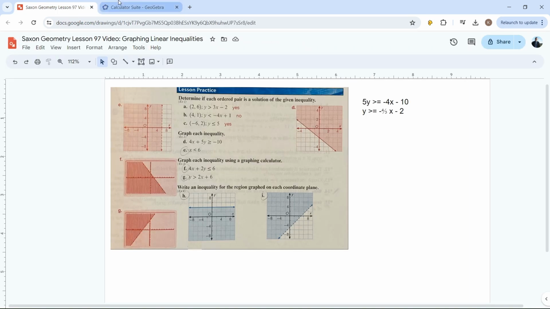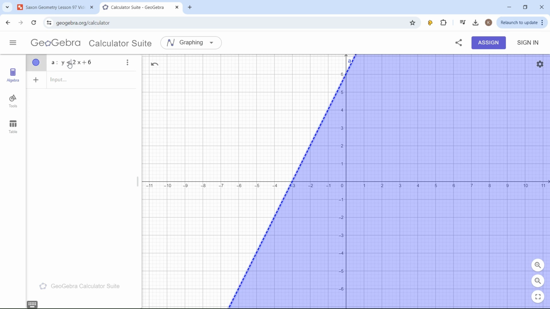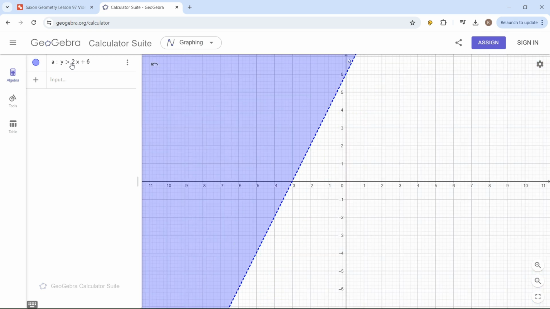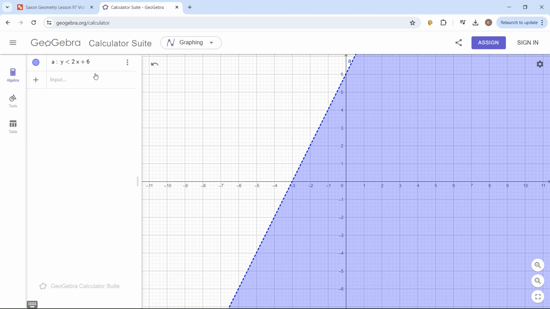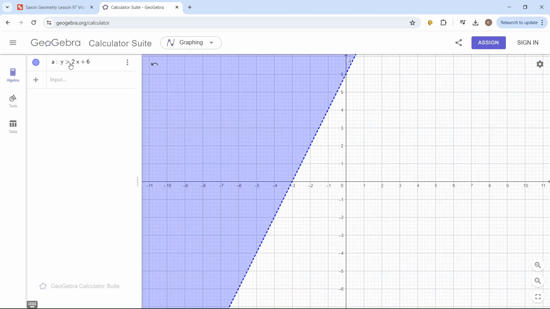Y is greater than 2x plus 6. Oops, I entered the wrong symbol. You probably caught me and were screaming through your computer at me. Notice that changing the direction of the sign just changes which side of the line is shaded. All right, that is the correct way to graph it.